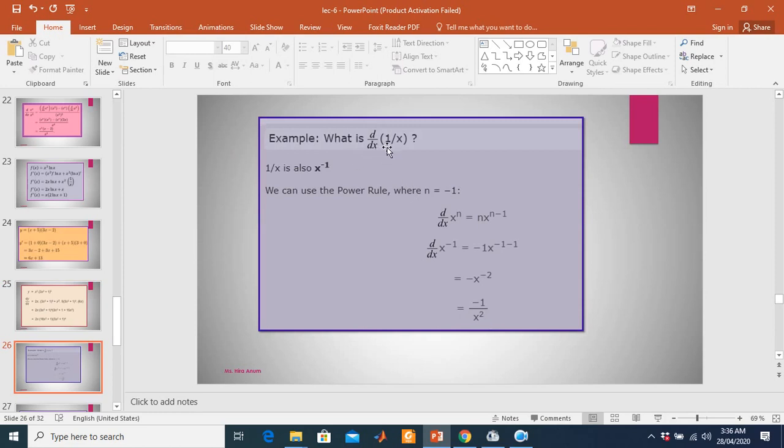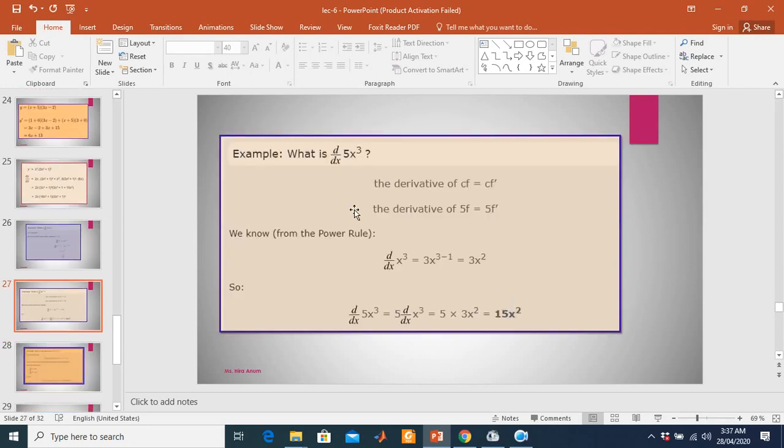What is the derivative of 1 over x? 1 over x can also be written as x power minus 1. Now we are using the power rule: with n equals minus 1, d over dx of x^n equals n x^(n minus 1). Taking the derivative of x power minus 1, we get minus 1 times x power minus 1 minus 1, which is minus 2, so it becomes minus 1 over x cube.